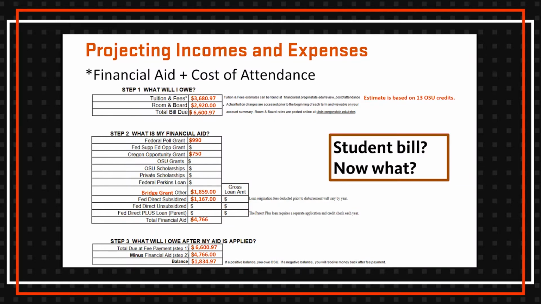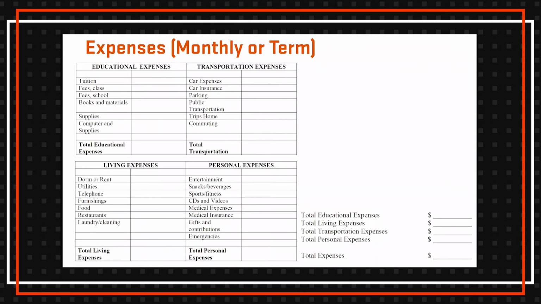So we understand that loan is going to eventually have to be paid back, but for the time being, that's an income for that student. And then the balance at the very bottom of what remains to be paid. And that's the big question mark: how do we bridge that gap? This is just a quick example, but there's a lot more to it than just the financial aid and cost of attendance. So we're going to dive into that next.